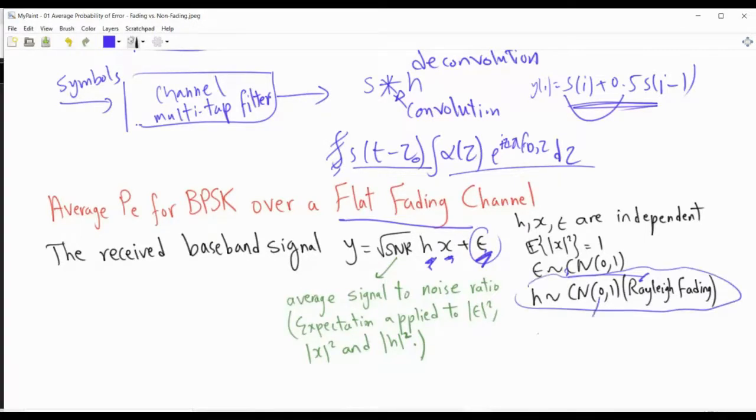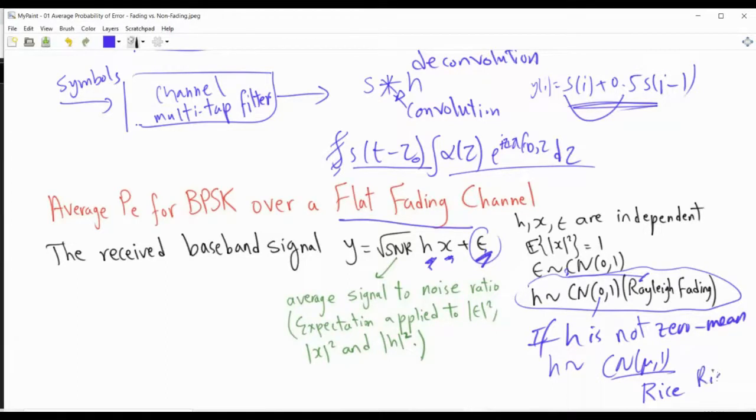H is CN(0,1), so that's really fading. If H is not zero mean, but it is still Gaussian, so suppose that H is CN(mu, 1) or something like this, then you have something called the Rice or Ricean channel model. And you will encounter it in the problem sets.